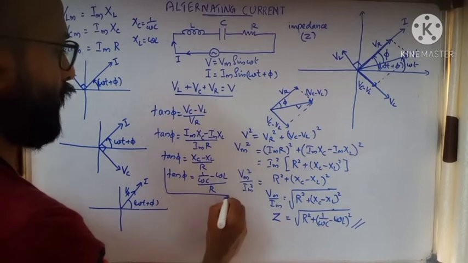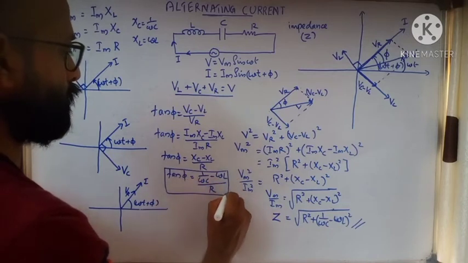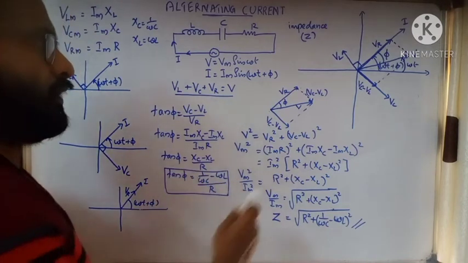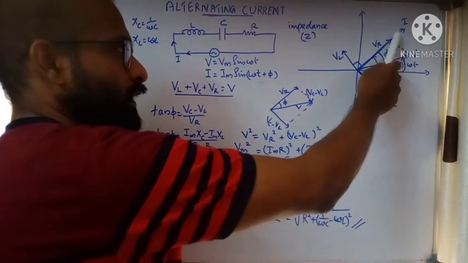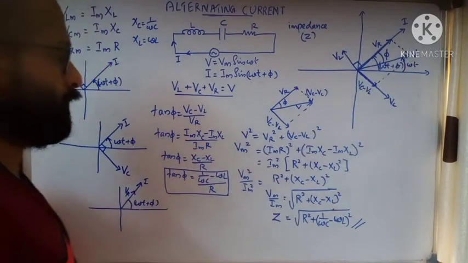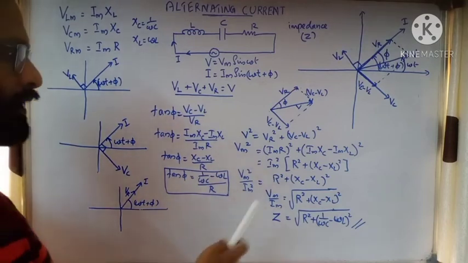This is the value of tan phi, the phase difference between the effective voltage and the net current. This is the phase difference. Okay, so we have got the equation of phase difference as well as impedance.